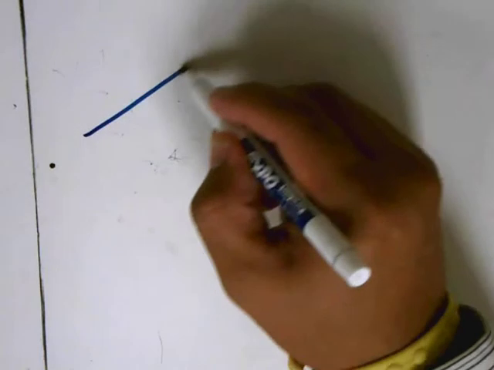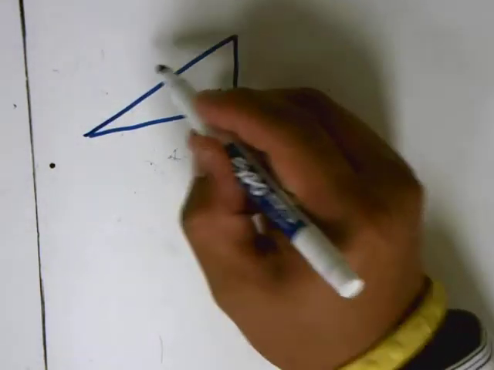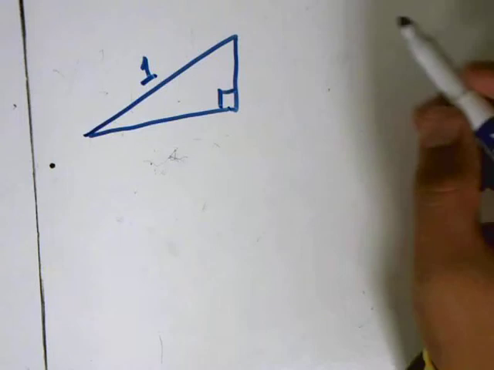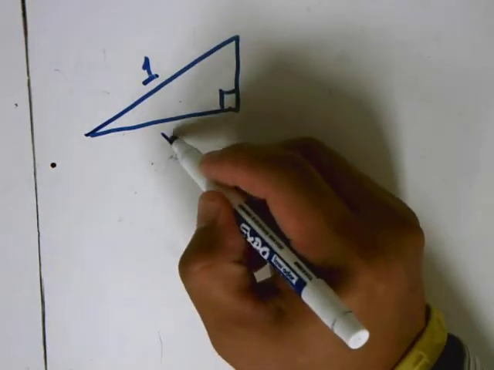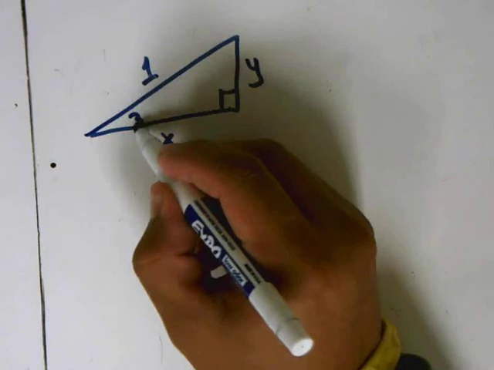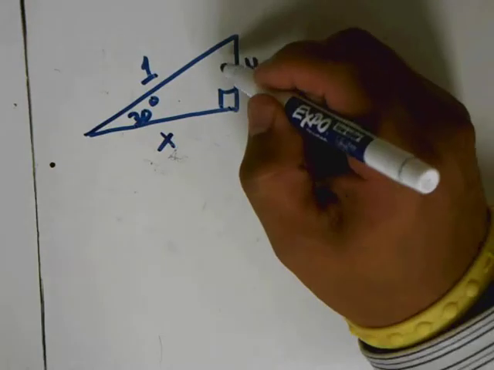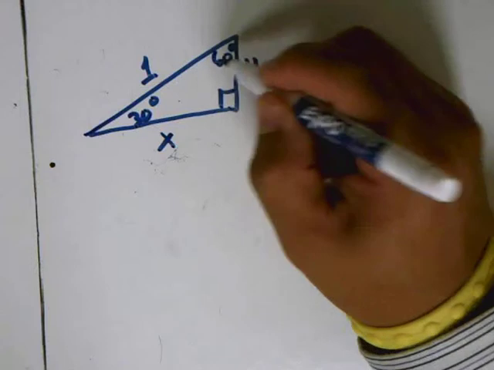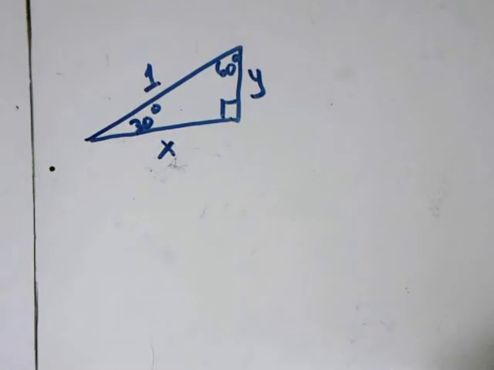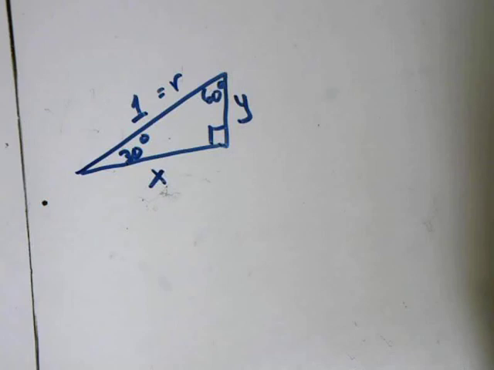So I'm going to just draw this part of it. I know from what's given to me that the radius is 1. This length here is something x. This length here is y. And this angle is 30 degrees. Okay. So what I have here is really a 30, 60, 90 triangle. And in a 30, 60, 90 triangle, I'm going to call this thing here R, just because the radius is 1.